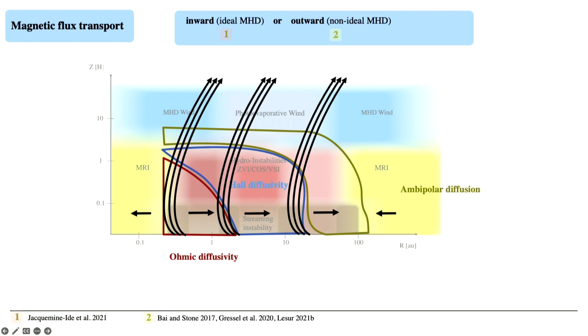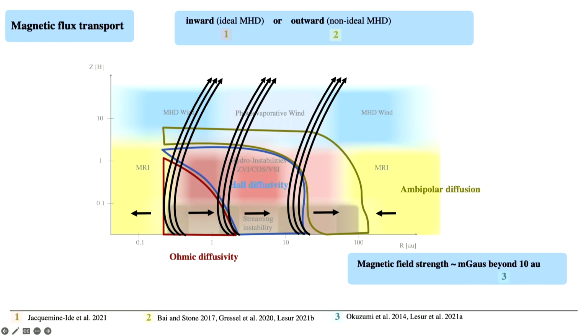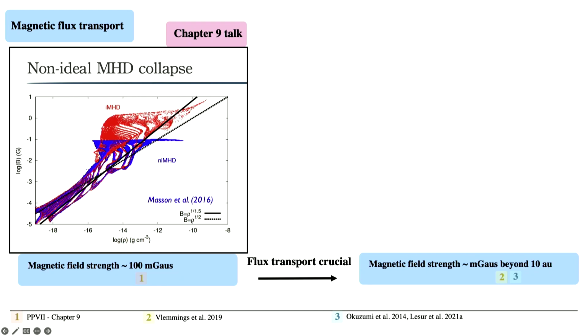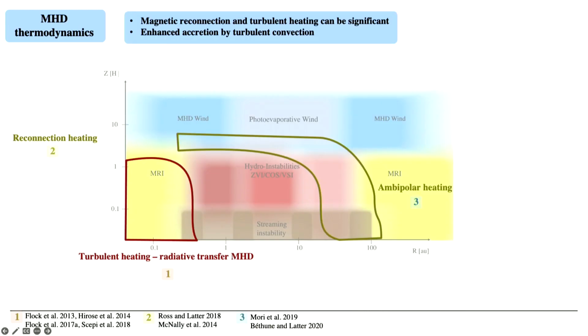So why is this so important? If you remember, the magnetic field strength we predict is around milligauss. But as you remember from Benoit's talk, the collapse simulations suggest it's around 100 milligauss. So we still have to go down from these 100 milligauss to several milligauss in a couple of 100,000 years. This is something we really have to understand, probably by PP8.